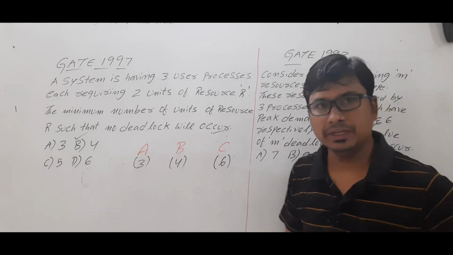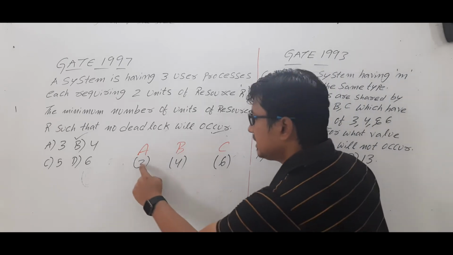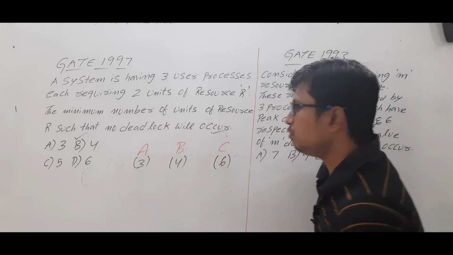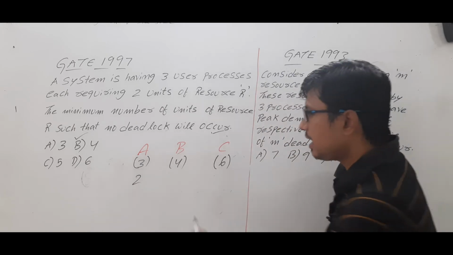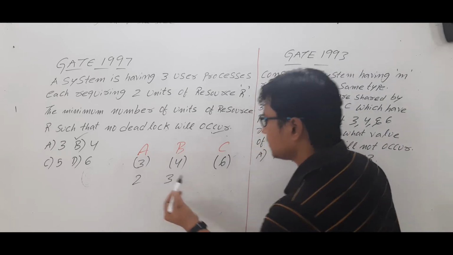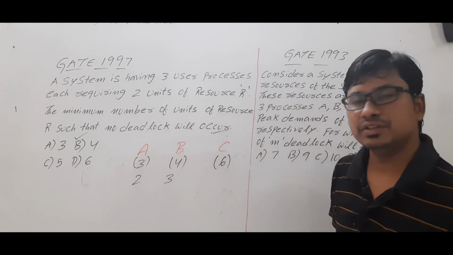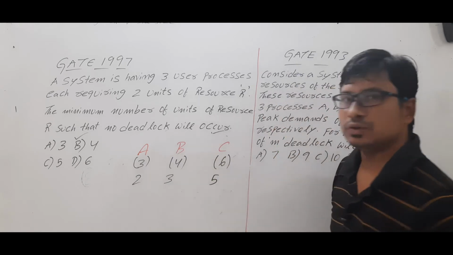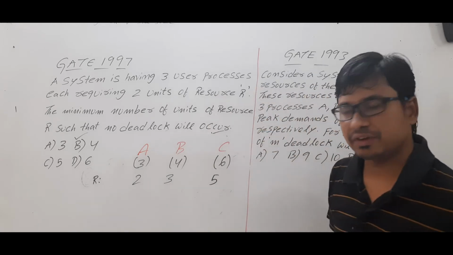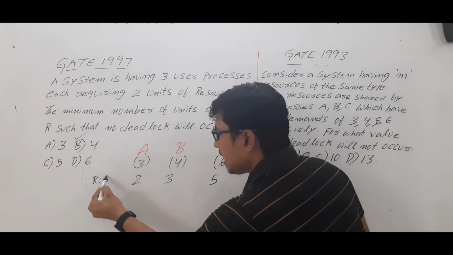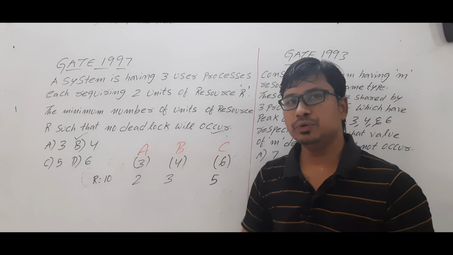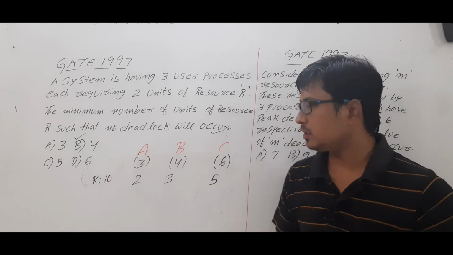Whenever such kind of questions will be given, you need to look at it. It needs 3 units of resource R, so we will give 2. Am I right? And it needs 4 units of resource R to complete the task, we'll give 3. And it needs 6 units of resource R to complete the task, I will give 5. So if I have resource R of how many units? 2 plus 3 is 5, 5 plus 5 is 10. If I have 10 units of resource R, there will be a deadlock. So the maximum units of resource R to have a deadlock is 10 units.